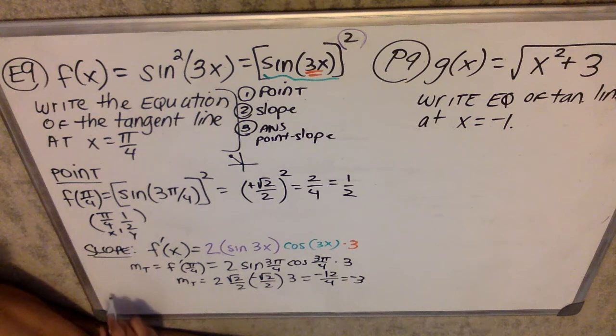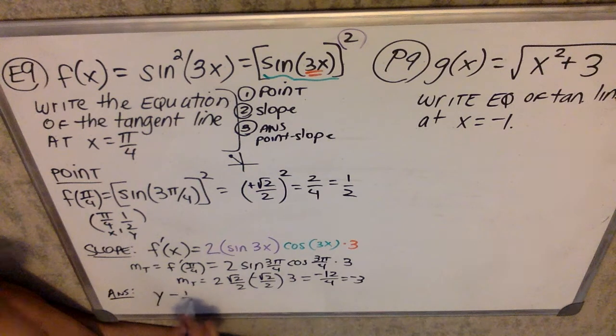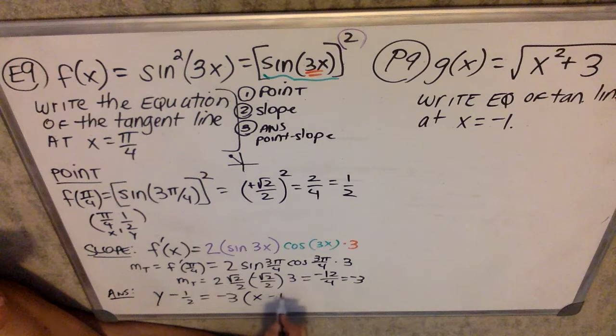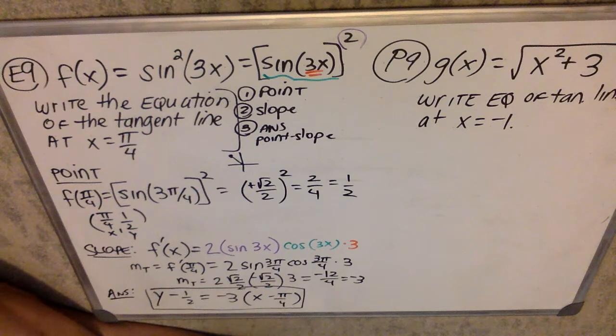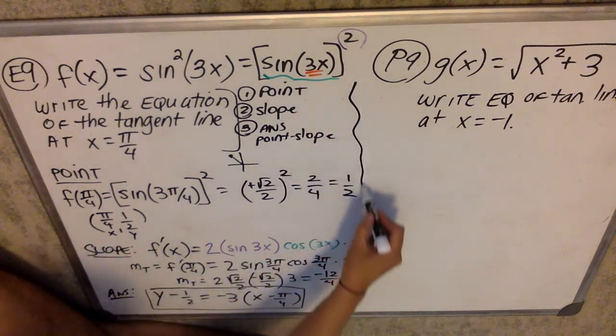So now I have an answer: y minus the y value, which is 1/2, equals my m, negative 3, and then in parentheses, x minus my x value. Now, again, I would not suggest cleaning this up. There's no good reason to. The most I would possibly suggest doing is adding the 1/2 to the other side if you were asked to solve for y, which most of the time you're not.